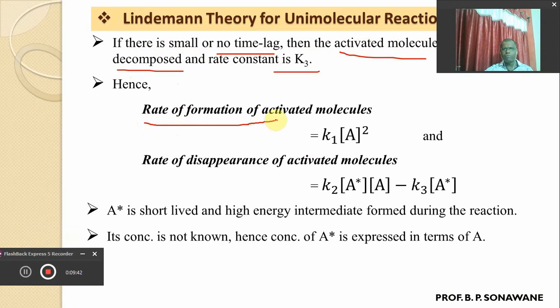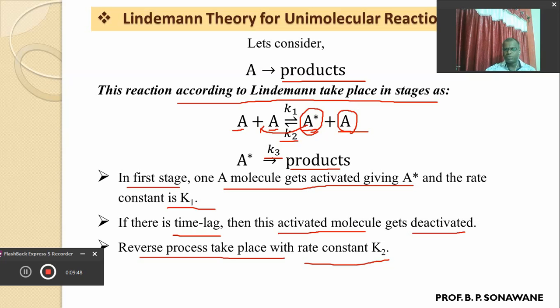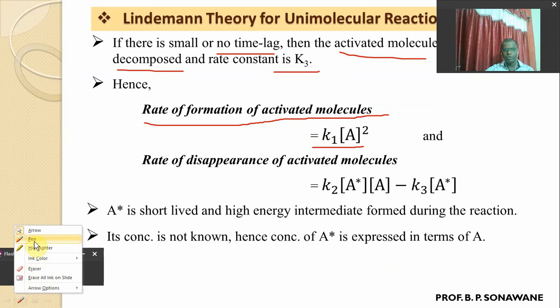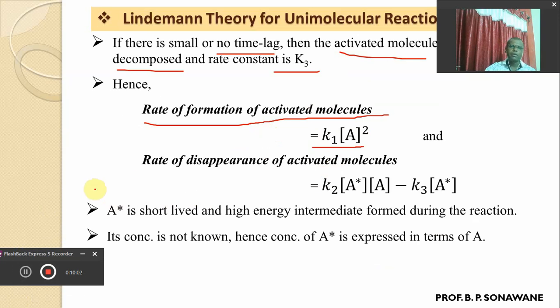Hence, the rate of formation of activated molecule is simply K1 into the concentration of reactant, and here there are two reactants, this A and this A, so it will be K1 into concentration of A squared. For the rate of disappearance of activated molecule, there are two ways for the concentration of activated molecule to disappear: either it will undergo deactivation or it may undergo decomposition. So the rate equation is K2 into A star into A, plus K3 into A star. This is for the deactivation and this is for the decomposition.